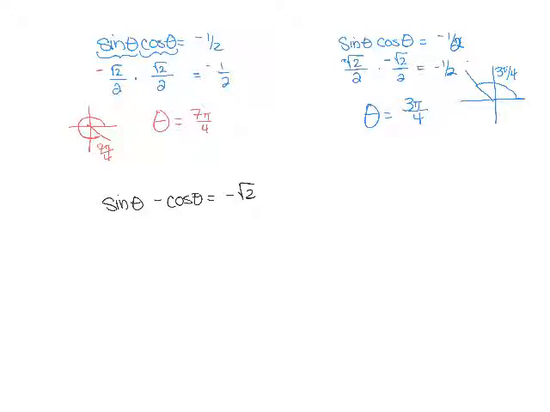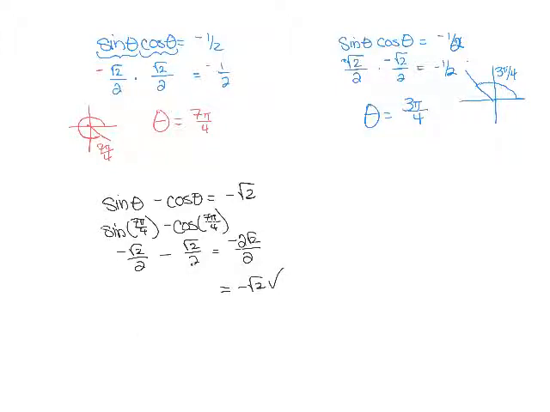So I know that if this is the sine of 7 pi over 4 minus the cosine of 7 pi over 4, that equals negative the square root of 2 over 2 minus the square root of 2 over 2, which equals negative 2 square roots of 2 over 2, which is just negative the square root of 2. So that is a solution. So theta equals 7 pi over 4 is a solution to our original equation.